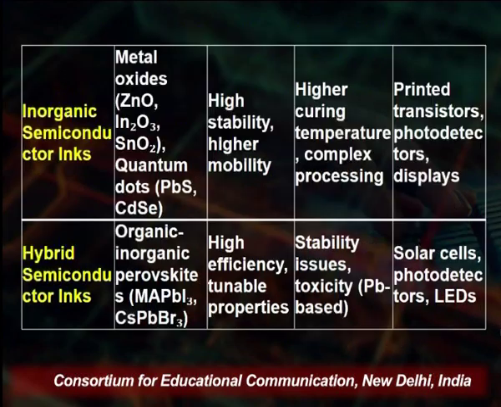Another type is the inorganic semiconductor ink. That can be metal oxides, ZnO, SnO2, In2O3, and quantum dots. In the quantum dots we can take PbS, cadmium selenide, cadmium sulfide, indium-based ones, and many other types of quantum dots. It has high stability and higher mobility; the challenges are higher curing temperature and complex processing.